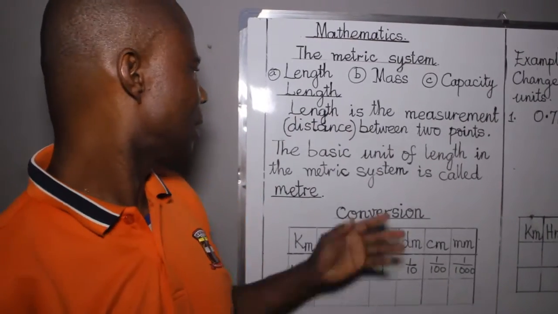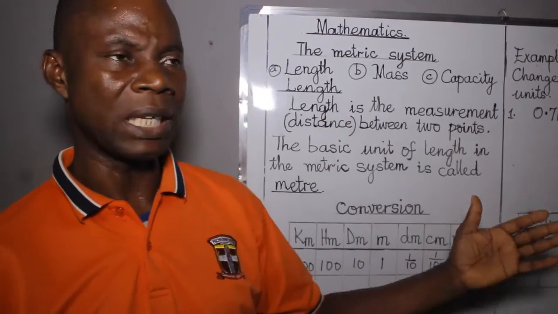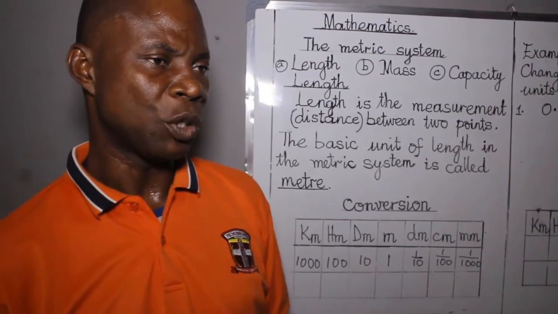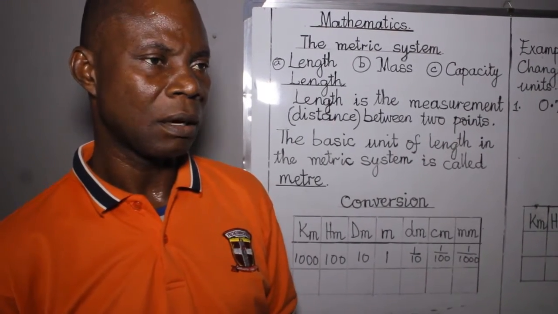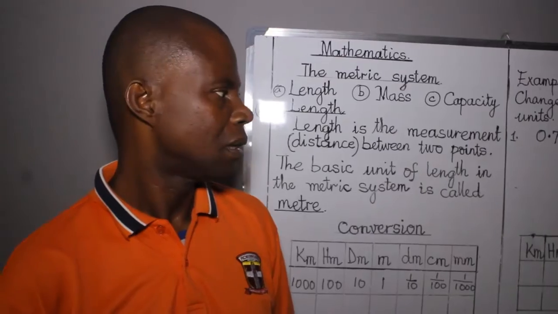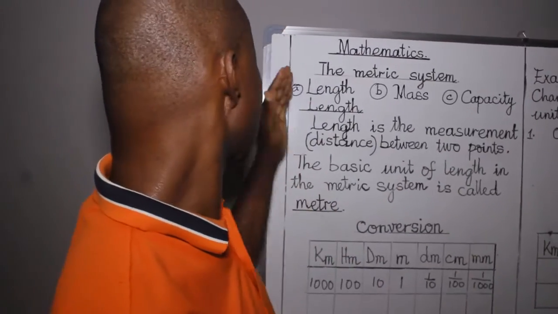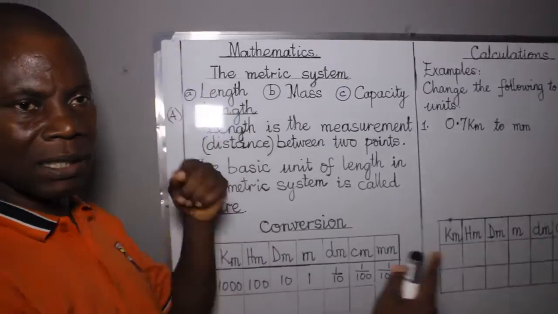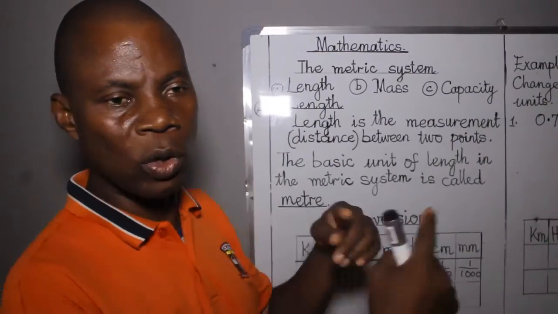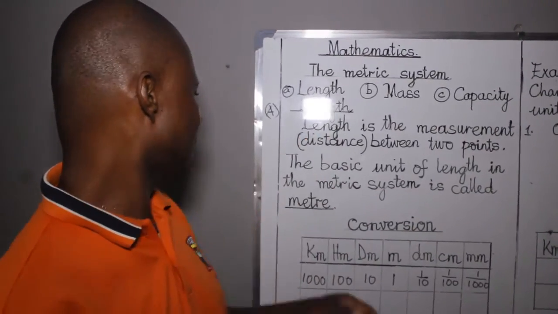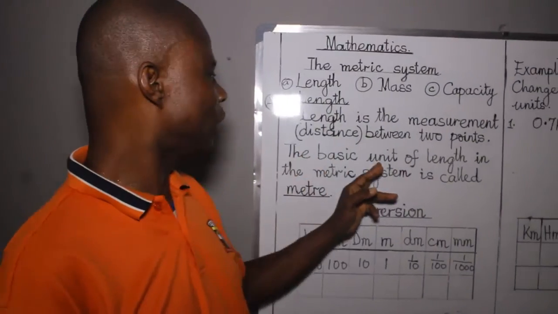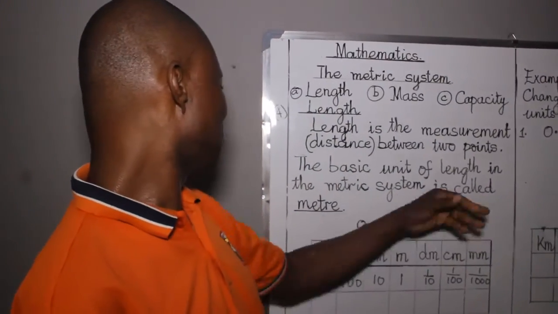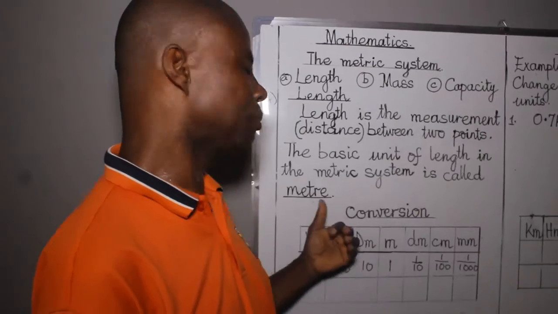What is length? Length is the measurement or distance between 2 points or 2 ends. Like this board has a point here, it has another point at the other end. The distance between those 2 points or those 2 ends is referred to as length. The basic unit of length in the metric system is called the meter.